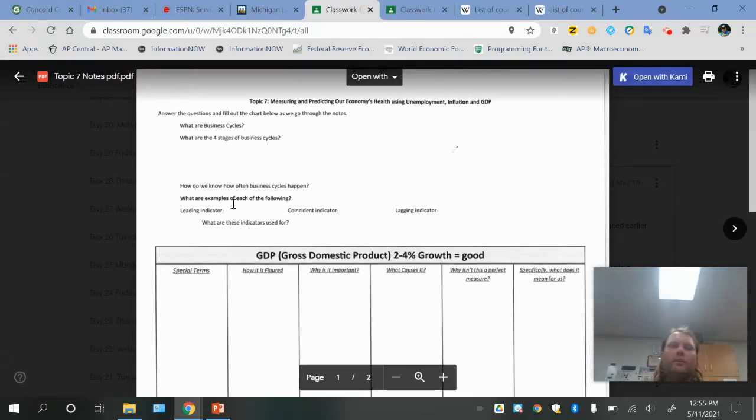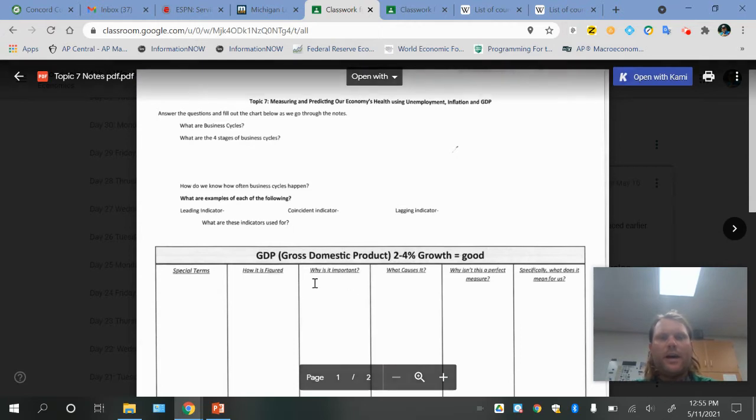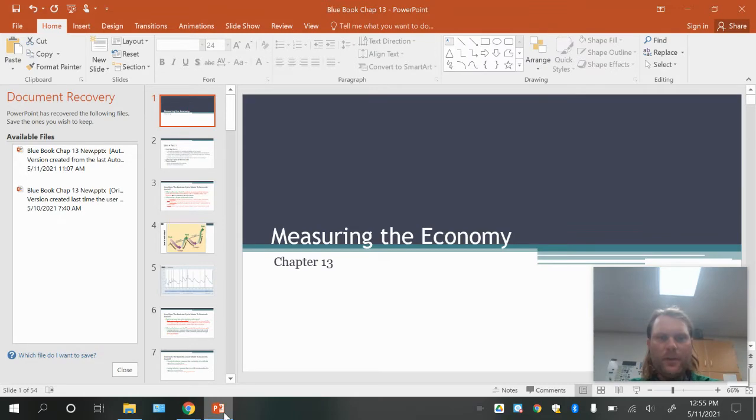Hi, virtual students. We're moving into Unit 4, Part 1 here. Your notes are going to look like this, and you'll see you have some columns as well as some questions to start things off. Here's how things are set up.